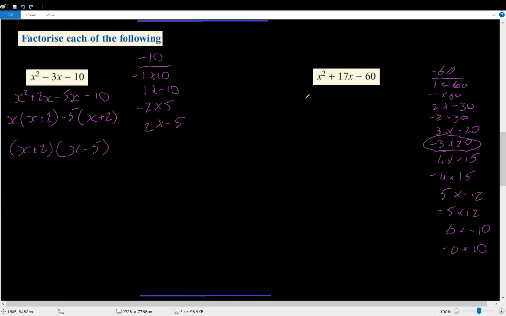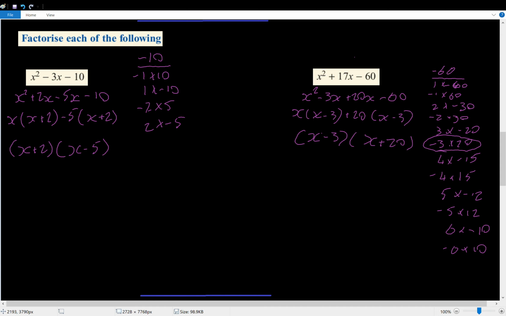So when we split this up, we're going to get x squared minus 3x plus 20x minus 60. And then we're going to factor these out. So from our first pair, it's going to be x times x minus 3. And from our second pair, it's going to be 20 times x minus 3. So we're going to have x minus 3 times x plus 20.